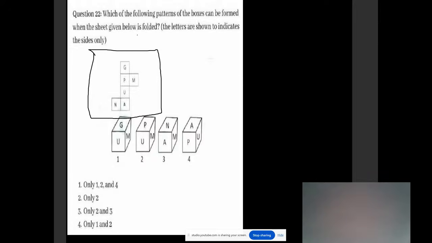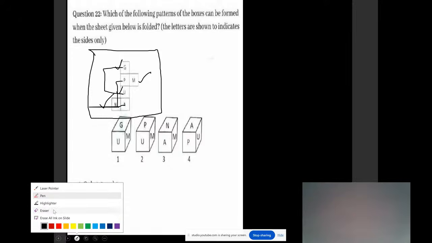Okay, I'll tell you one small shortcut how to solve this one. If you have alternate values, then those come under opposite values. That means first one here is G, the other one is U. So G and U are opposite. Next, P and A are opposite faces. Next, M and N are opposites. So if you have alternate alphabets, then those come under opposite values or opposite faces.